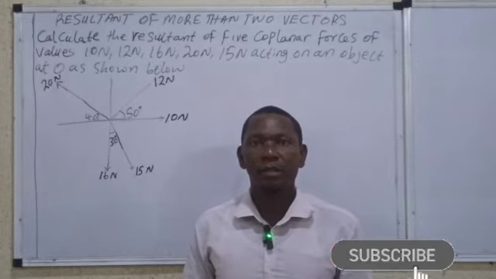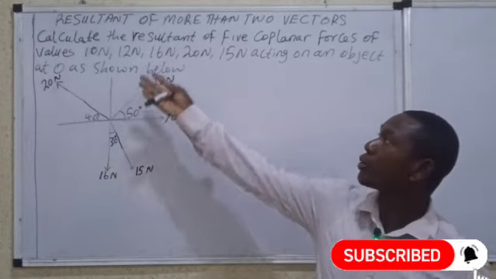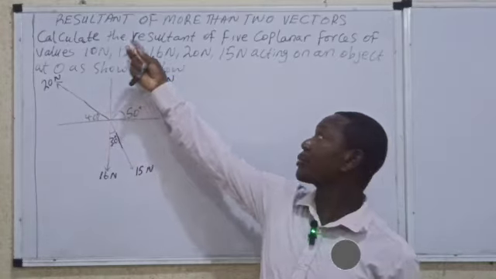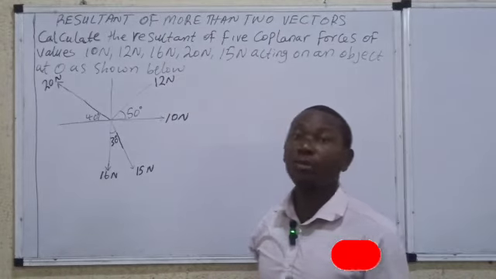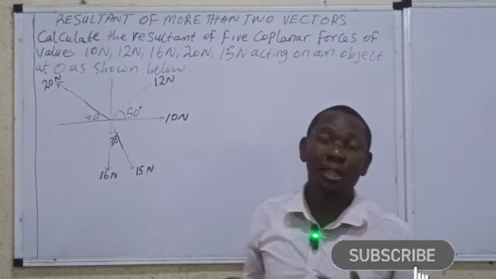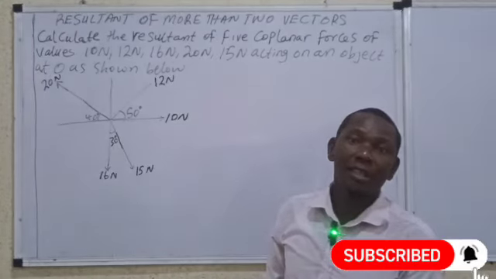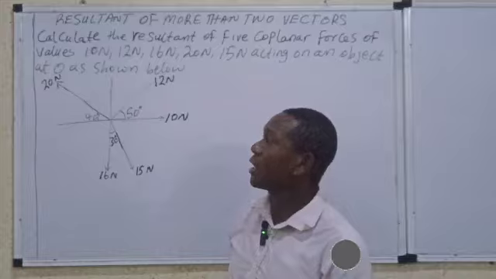Welcome to Science Access. In today's class, I'm going to be talking about how to resolve, or how to get, the resultant of more than two vectors. For example, you have more than two vectors and you're asked to calculate the resultant. How do you do that? It's a very simple thing. Now, let's take a look at this question.